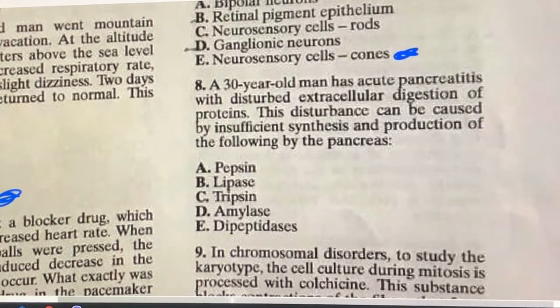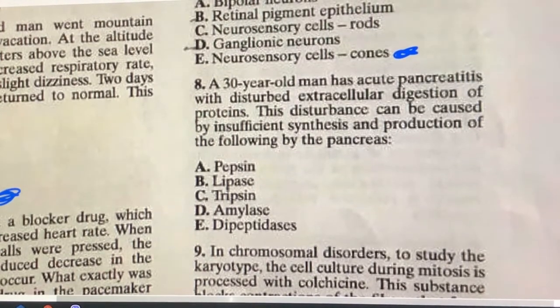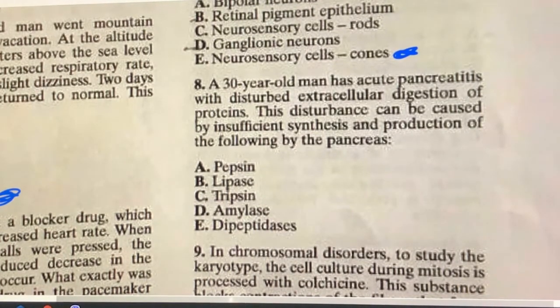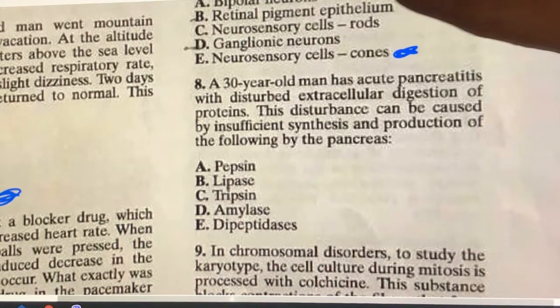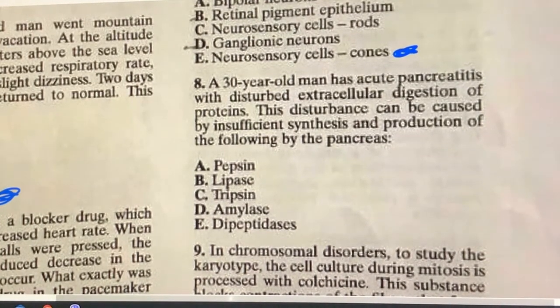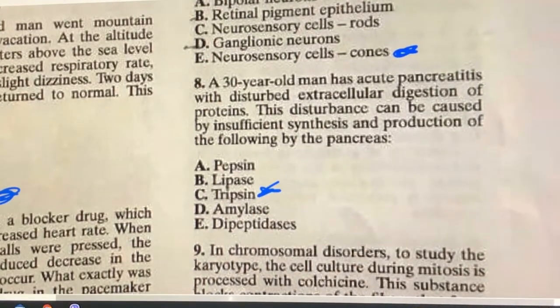This disturbance can be caused by insufficient synthesis and production of the following by the pancreas. So they are asking you that the patient has acute pancreatitis and the extracellular digestion of proteins is disturbed. So protein digestion disturbance is by trypsin. So the answer is C, trypsin.